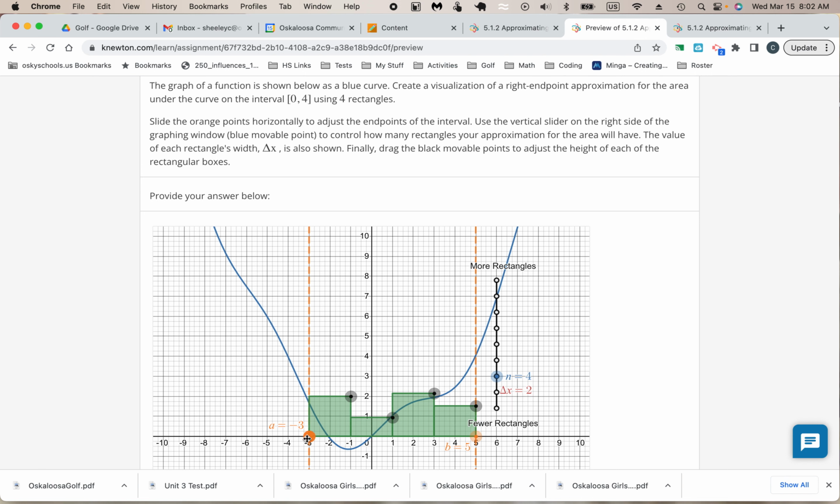So we're going to make our asymptotes, slide our asymptotes over. So we end up with 0 to 4. And this time they're saying they want a right endpoint approximation. So they want the right coordinate, or the furthest right corner of each rectangle to be touching the function. So we'll just set these up so that the right corner is touching the function for each of these.